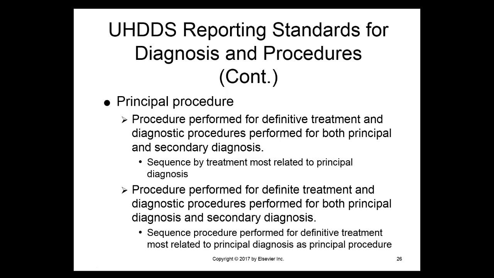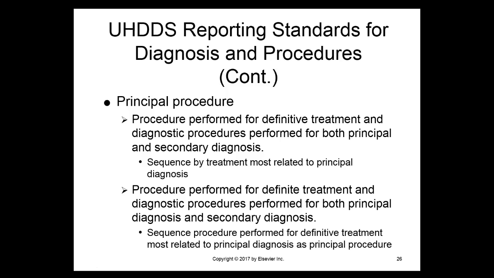So in that example, we'll say that our patient has breast cancer, so they had a diagnosis. They came in because they had a breast mass. A biopsy was performed. It was determined the patient had cancer, and they did a mastectomy. All of that done during the same admission. Our principal diagnosis is the breast cancer, and our principal procedure is the mastectomy. The mastectomy is the definitive procedure performed for the diagnosis. The biopsy was a diagnostic procedure that was performed.